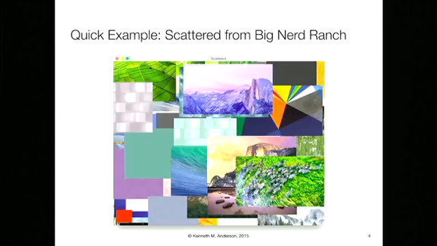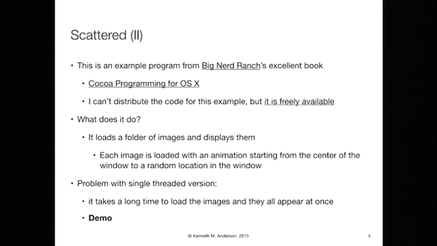So I just want to give a quick example that I draw from a great book by Big Nerd Ranch called Scattered. It's a program where you point it at a folder of images and it loads up the images. What it does is it will load each particular file and then ask for it to animate. The animation starts somewhere at the center of the window and then moves the image into place at some random location in the window.